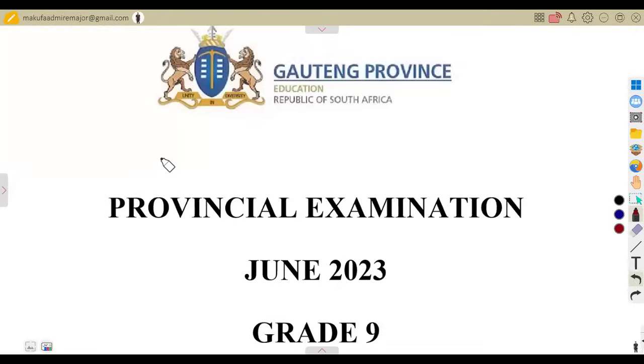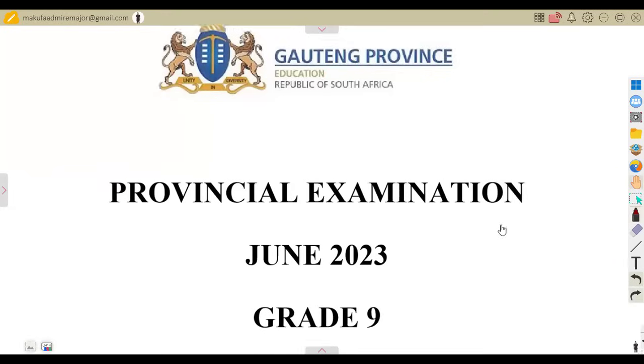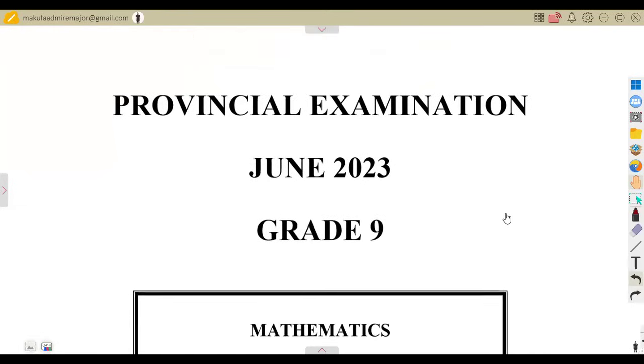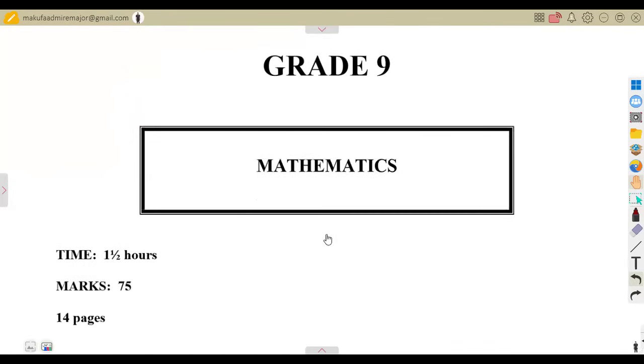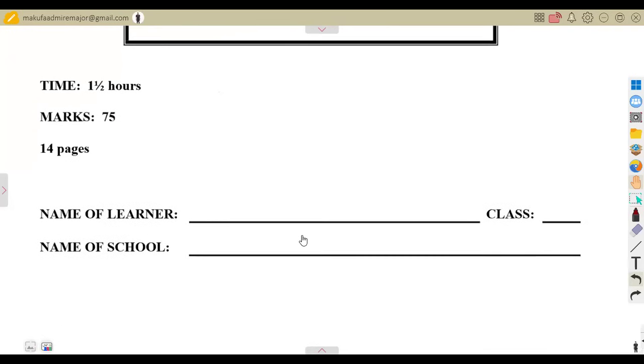So this is the June 2023 exam from the province of Gauteng. We are going to take a closer look at this departmental, provisional examination from the province of Gauteng, given in June 2023 for Grade 9 Mathematics. That was 1.5 hours, maximum 75 marks. Okay, so that was it, guys.